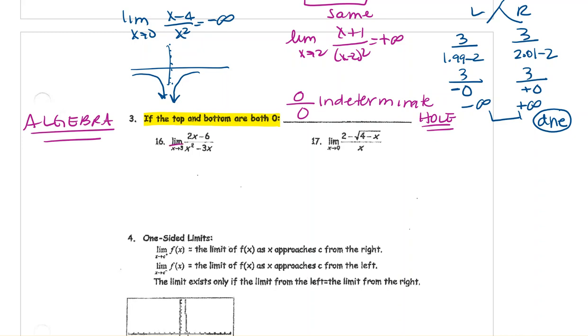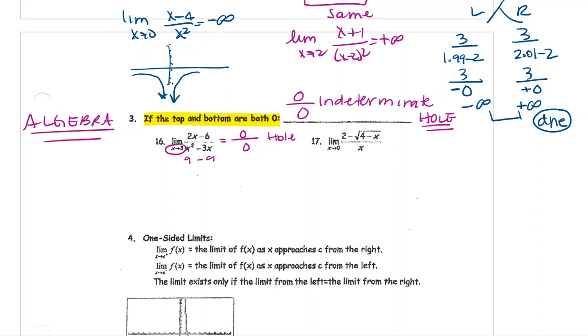So again, first you look at what x is approaching. If x is approaching a number, you start by plugging in that number. So 2 times 3 minus 6 would be 0. And then this would be 3 squared minus 3 times 3, which is also 0. That means that you have a hole.